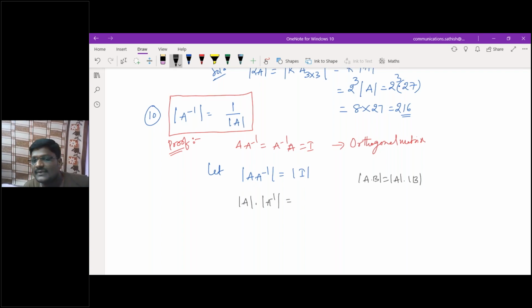Am I correct or wrong? Then what is the determinant of I? Determinant of I is what? Determinant of identity matrix is 1. Right? One. Determinant of identity matrix is 1.